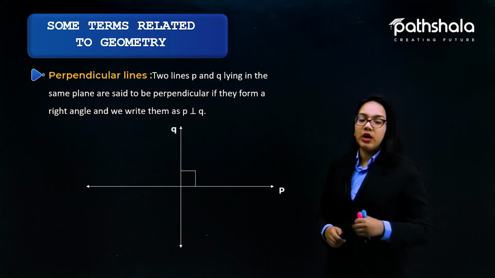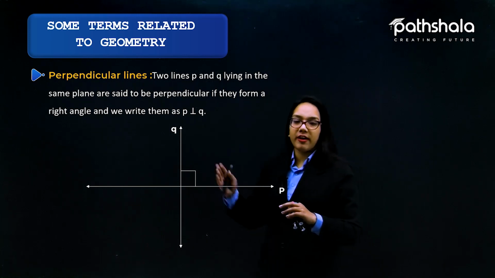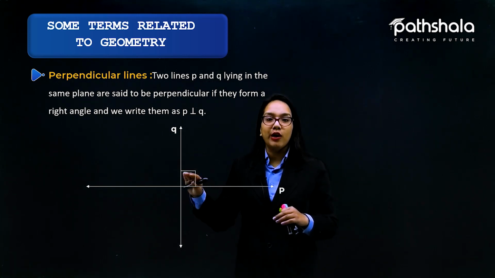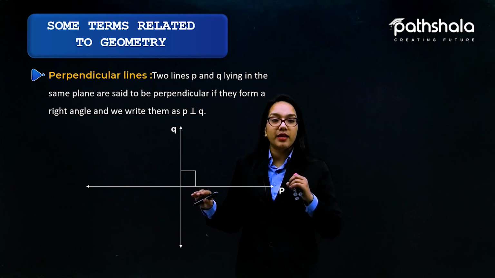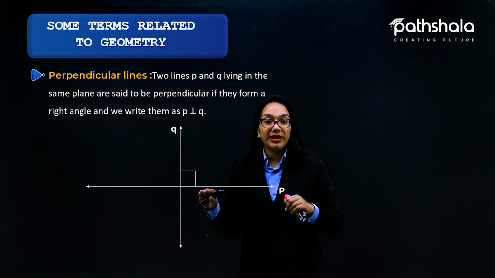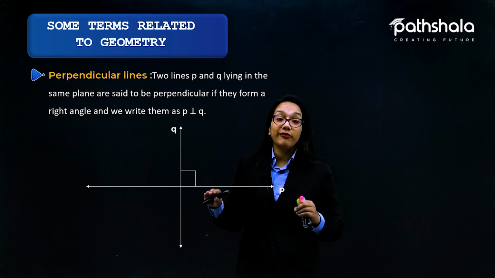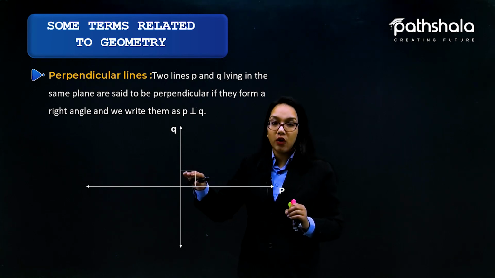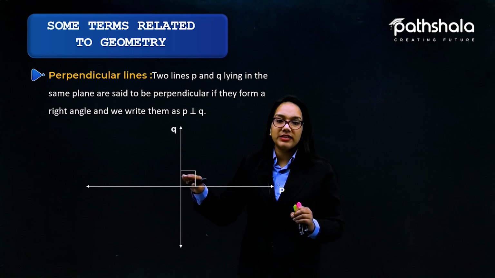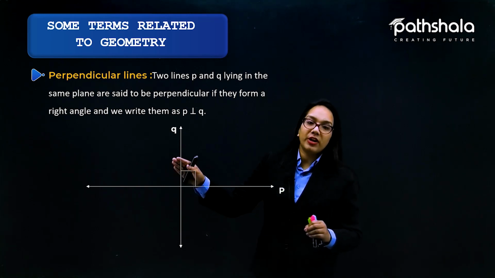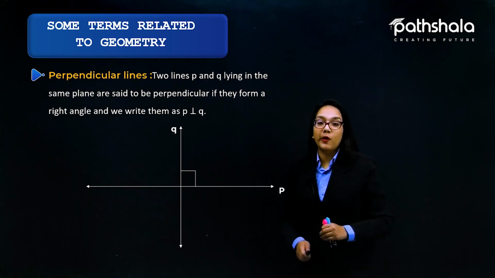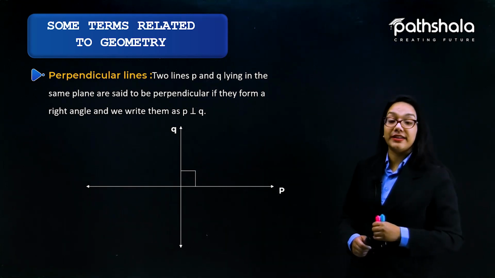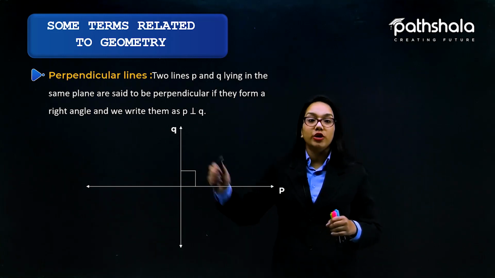So let's see the two lines like this. We have P, we have Q, and both of them are forming an angle of 90 degrees with each other. Right angle means an angle of 90 degrees. So whenever two lines lie in a plane and form a 90 degree angle, a right angle, with each other, they are said to be perpendicular to each other. As we can see, this is a right angle. So if in between these two lines we have an angle of 90 degrees, then they are called perpendicular lines, which are represented as P perpendicular to Q.